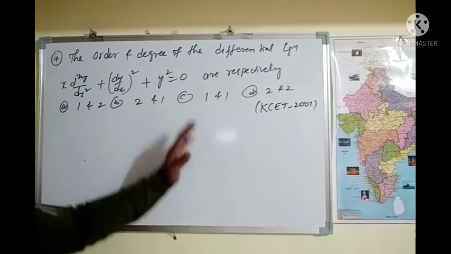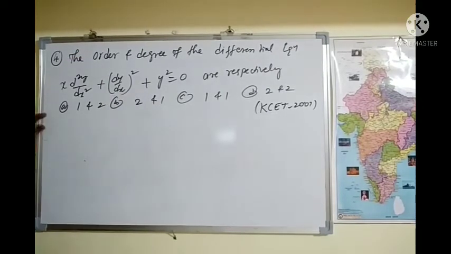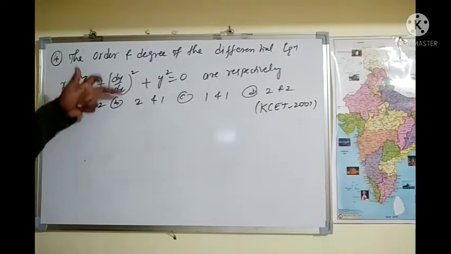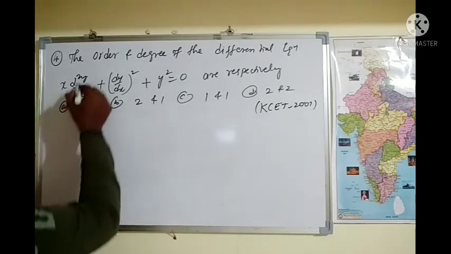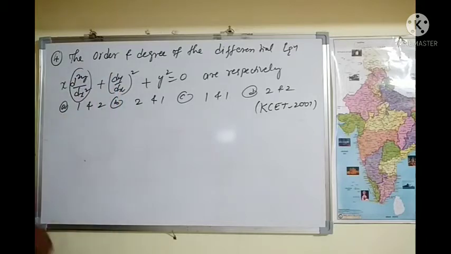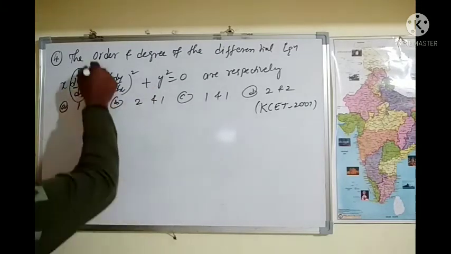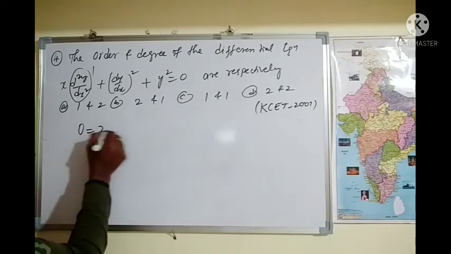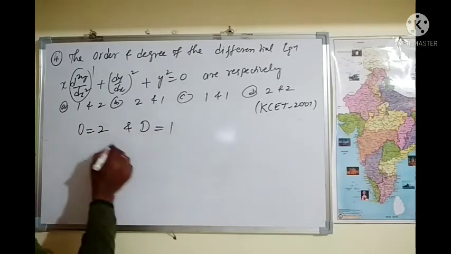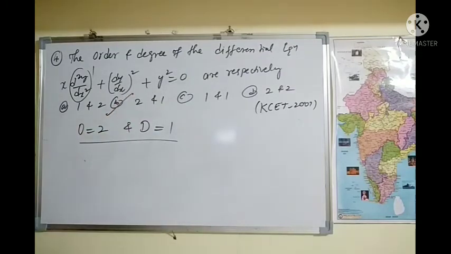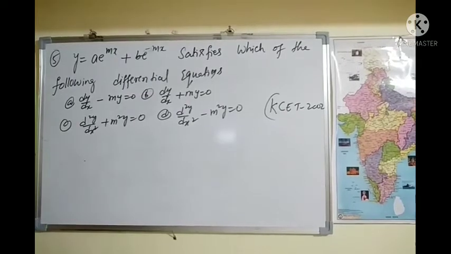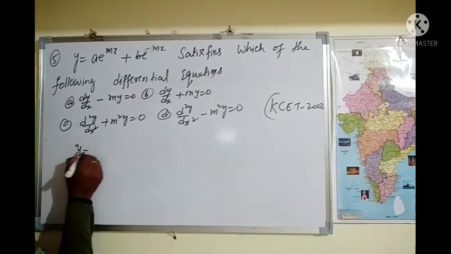This is a previous year question. The order and degree of the differential equation x d square y by dx square plus (dy by dx) whole square plus y square equals 0 are respectively: 1 and 2, 2 and 1, 1, 1 and 2, 2. See, the highest derivative is d square y by dx square, and its power is 1. So order is 2 and degree is 1. Option B is correct.